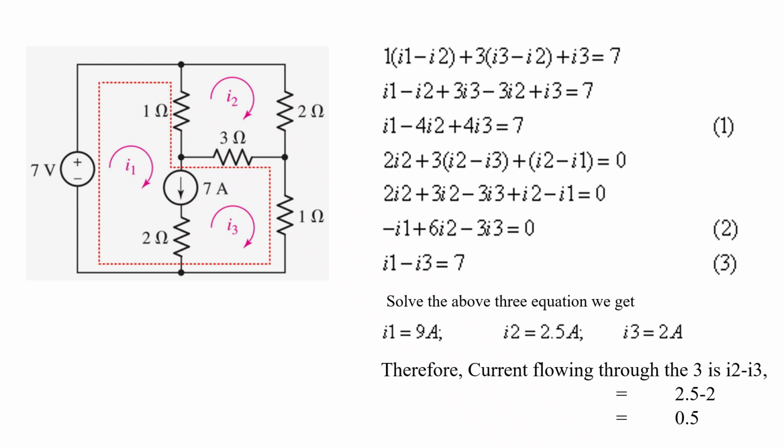Now expand this equation: I1 minus I2 plus 3I3 minus 3I2 plus I3 equal to 7. Then simplify the equation. Finally we got I1 minus 4I2 plus 4I3 equal to 7. Now this is our first equation.